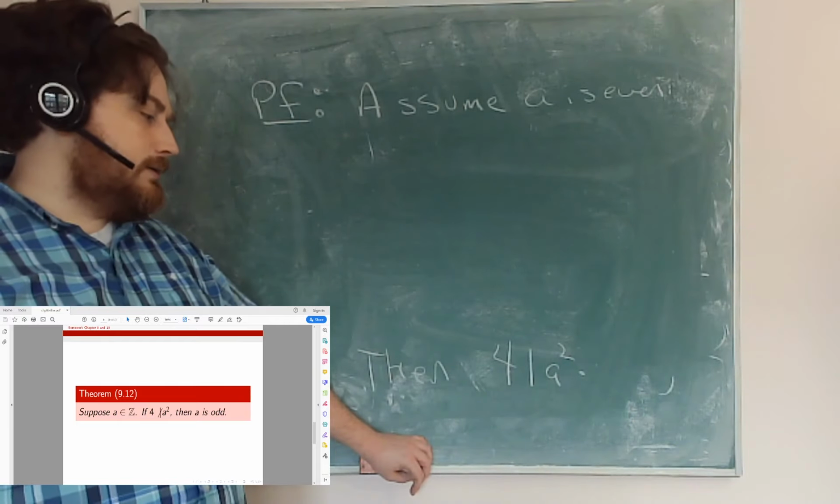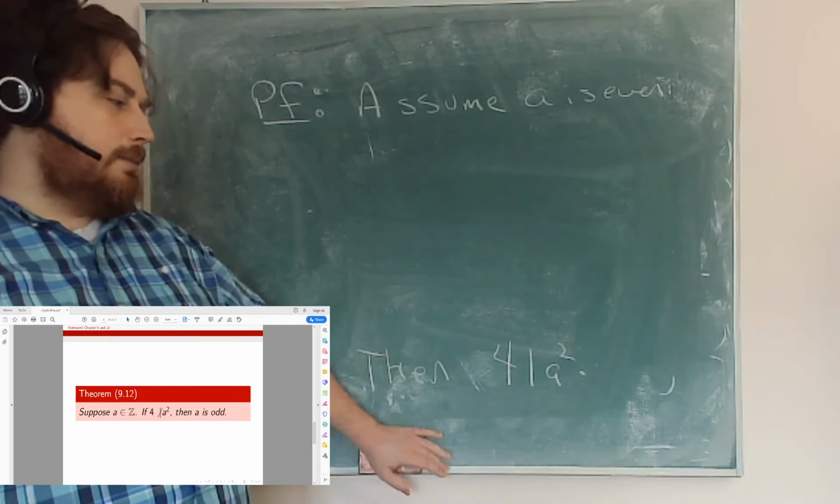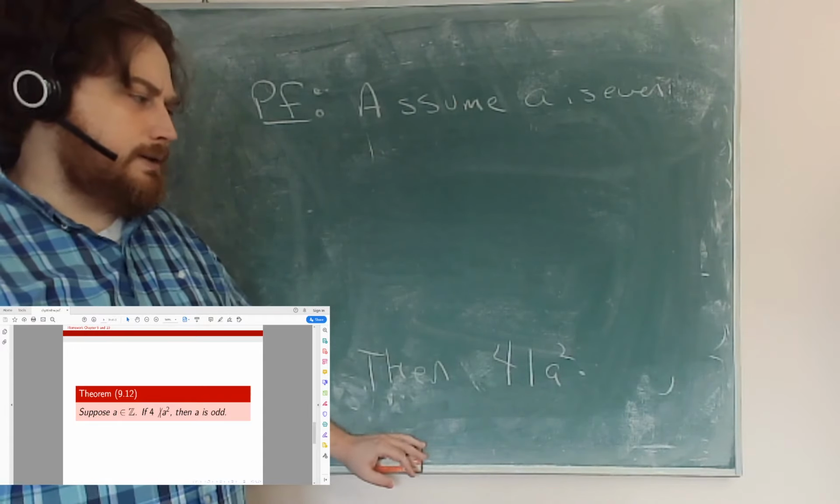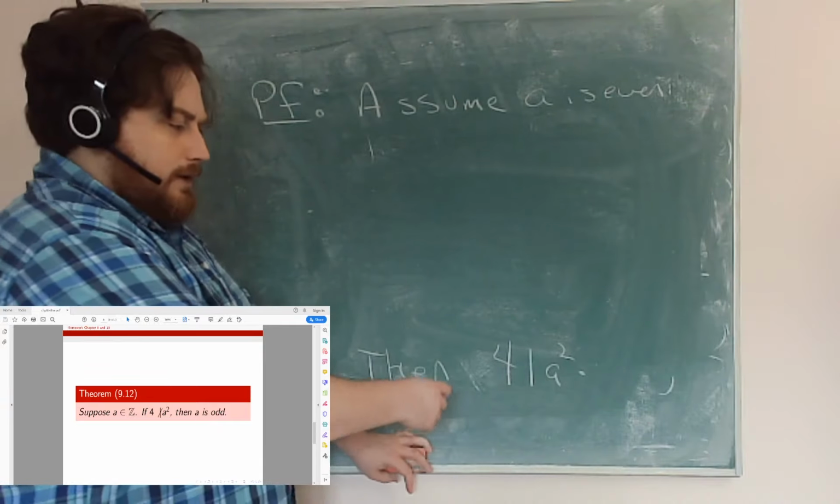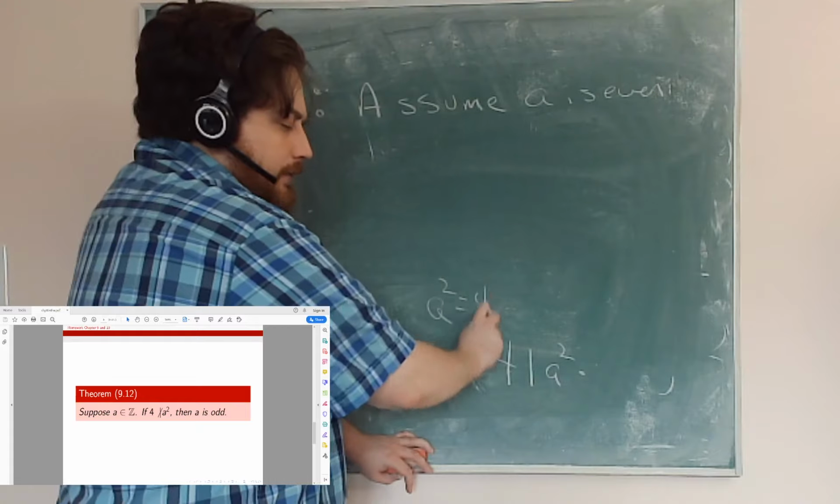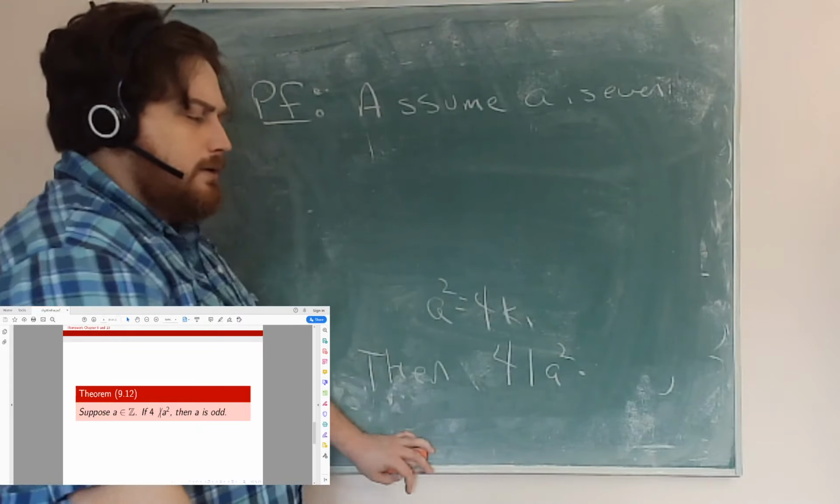Now you could somehow use modular arithmetic here, but because we have different divisors, it gets a little weird. So I'm going to just use the formal definition of divisors. If 4 divides a squared, that just means that a squared is equal to 4 times some integer. Let's call it k1 for now.